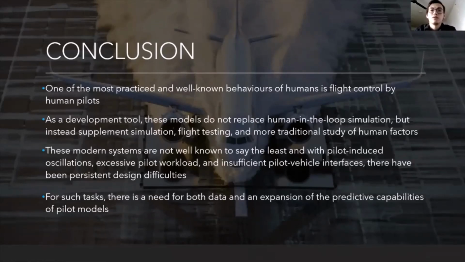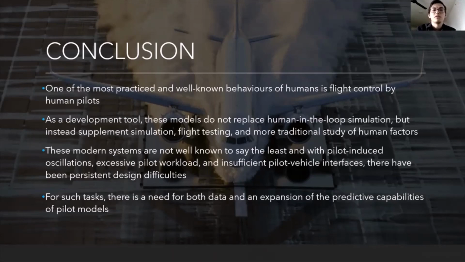We came to the end and we're going to discuss the conclusion for flight control management. One of the most practiced and well-known behaviors of humans is flight control by human pilots. In order to characterize and forecast human control efficiency and workload, mathematical models have been developed to address a wide variety of important issues such as aircraft handling characteristics, display and control system design and analysis, and the design and usage of simulators. As development tools, these models do not replace human-in-the-loop simulation, but instead supplement it, along with flight testing and the more traditional study of human factors.